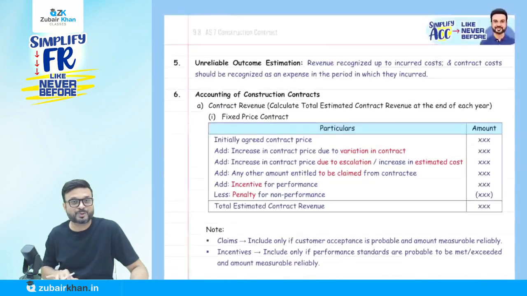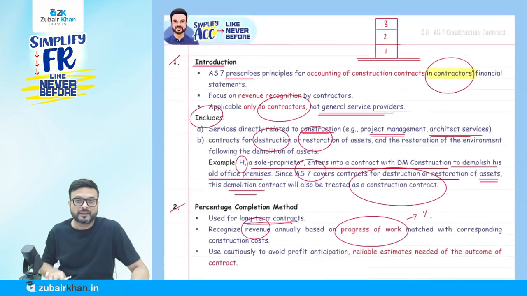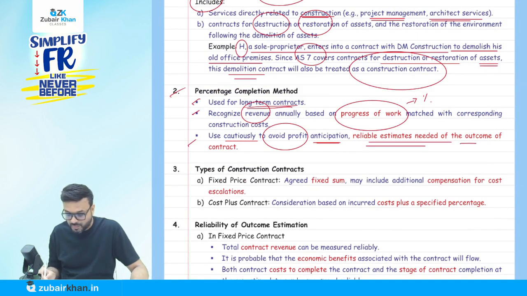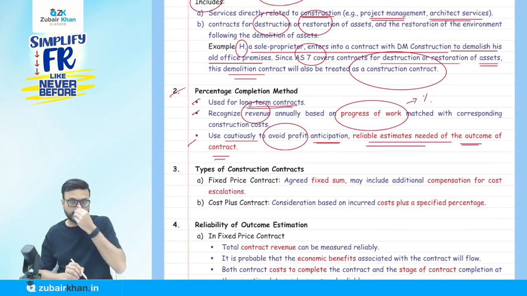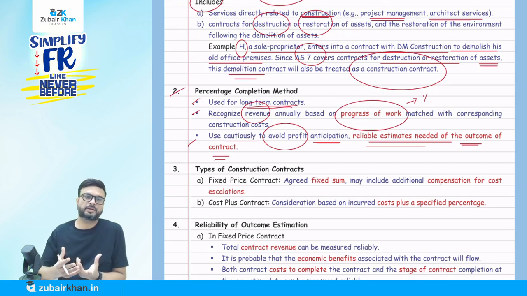Today only, in this accounting standard, it will come: how to calculate the percentage. These formulas I will discuss with you. Now it says use cautiously to avoid profit anticipation; a reliable estimate of the outcome of the contract is needed. Now what happened? We have to use this method very cautiously. The reason is that if you're not calculating properly, you have not recognized the revenue correctly, and the cost as well, and the profit will not come out correct.